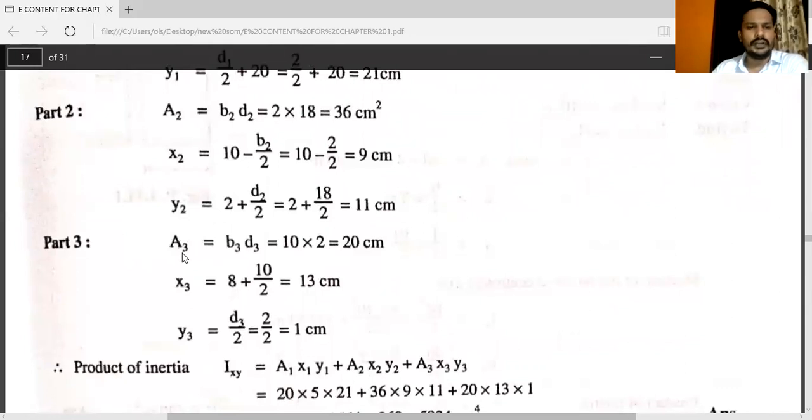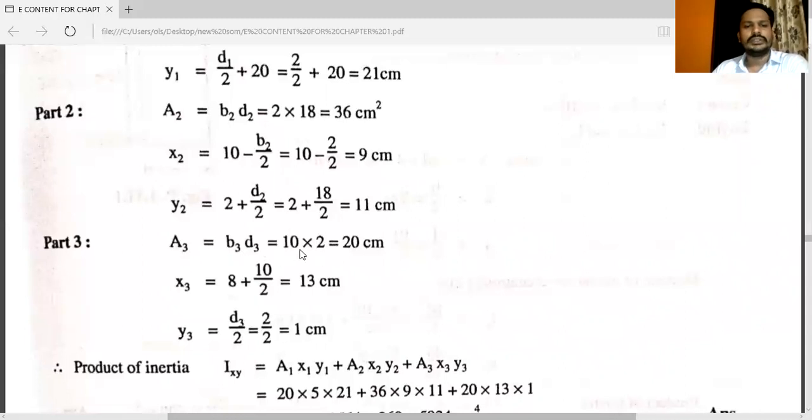For the third rectangle, A3 is equal to B3 into D3. So 10 into 2 is equal to 20 centimeter square. X3 is equal to 8 plus 10 by 2, that is 13 centimeter. And Y3 is equal to D3 by 2 is equal to 2 by 2 is equal to 1 centimeter.